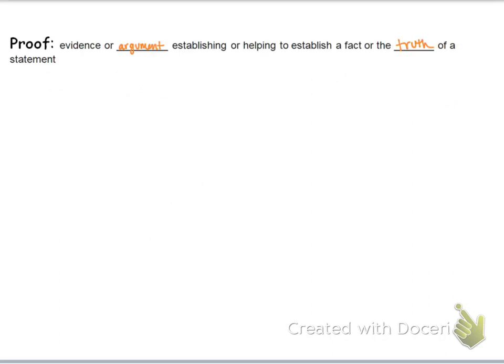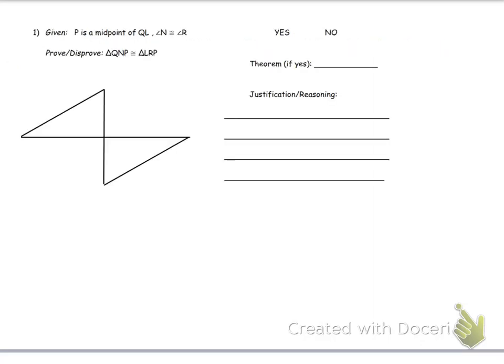Okay, we can also make these things called proofs with these. It's basically an argument establishing the truth of the statement that I give you. So I have this given statement. I need to prove that these 2 triangles are congruent. So I'm going to go ahead and label my two triangles in here to make it a little bit better.